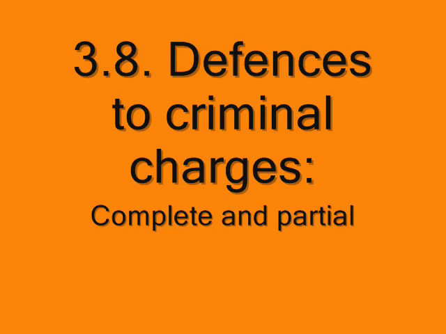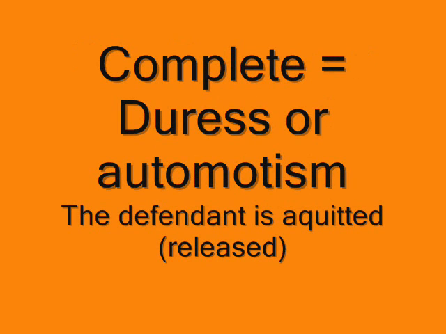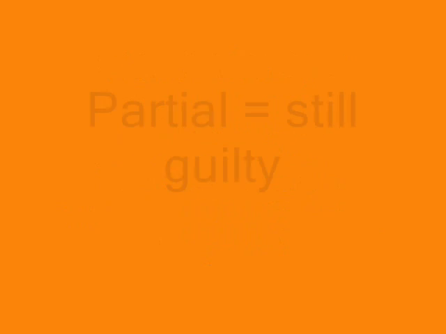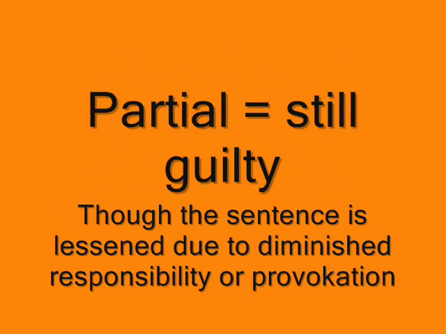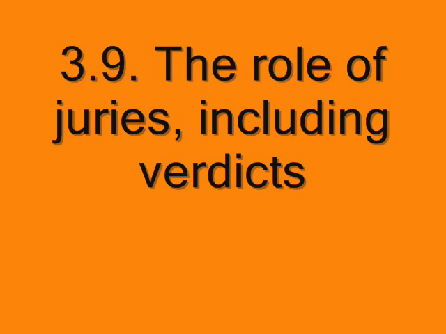Now, there are two different types of defenses to criminal charges. There's complete and partial defenses. Complete defenses justify the defendant's actions, and a partial defense means that the defendant may have been provoked to commit the crime. The role of juries, including verdicts.